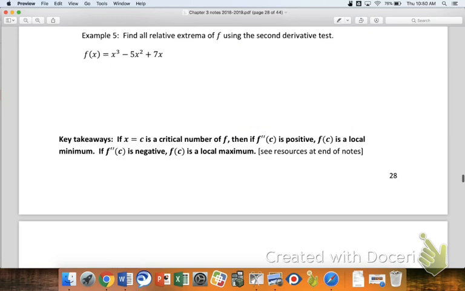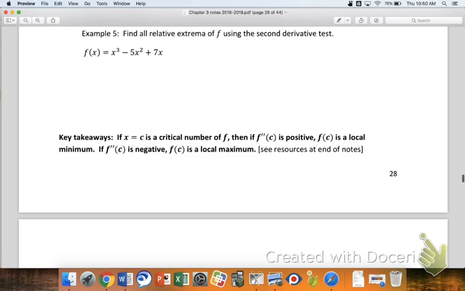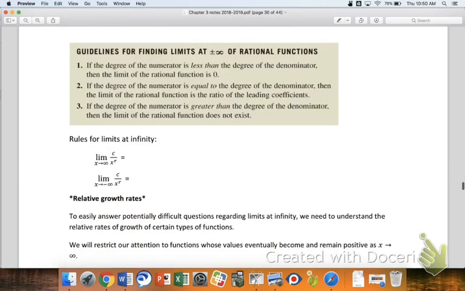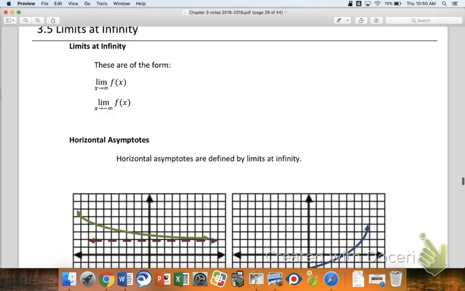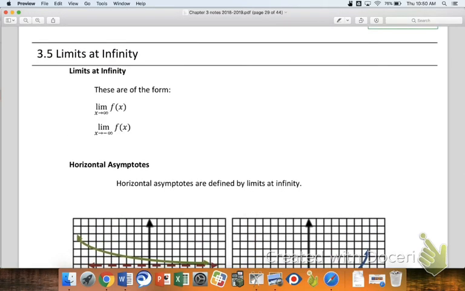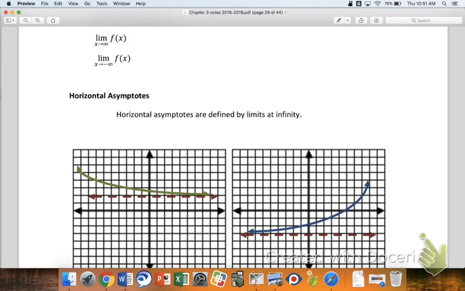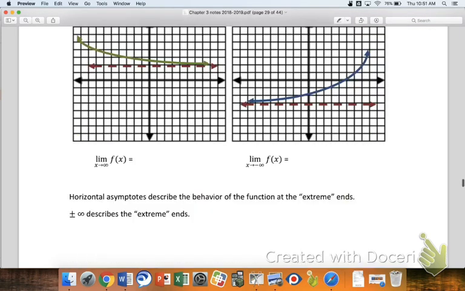Hey, there's another key takeaway, right? Second derivative test, a key takeaway. Okay, went too far. So we did have a brief intro video about limits at infinity, which in itself is kind of a hard phrase to swallow because you really can't get to infinity. If you watch the intro video, you know that it's talking about long-term behavior to the right edge of the graph as well as the left edge of the graph.